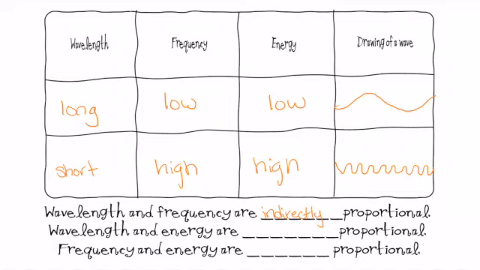Wavelength and frequency are indirectly proportional. So if wavelength goes up, frequency would go down. Wavelength and energy are also indirectly proportional. But frequency and energy are directly proportional. If you increase the frequency, you increase the energy.